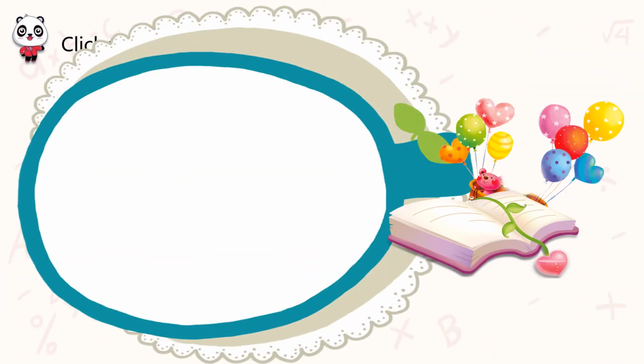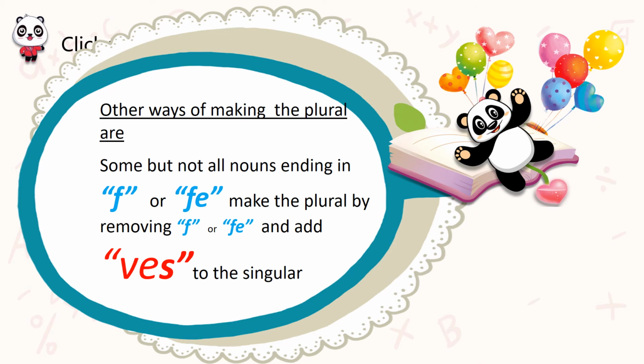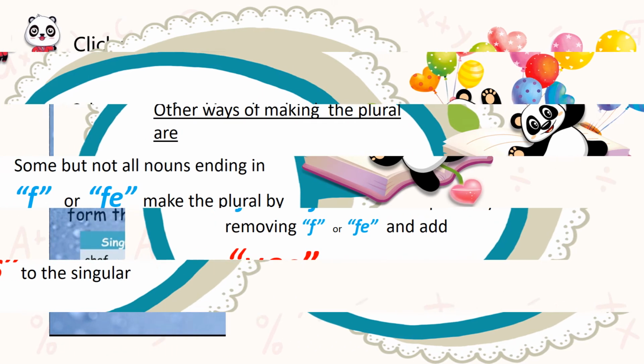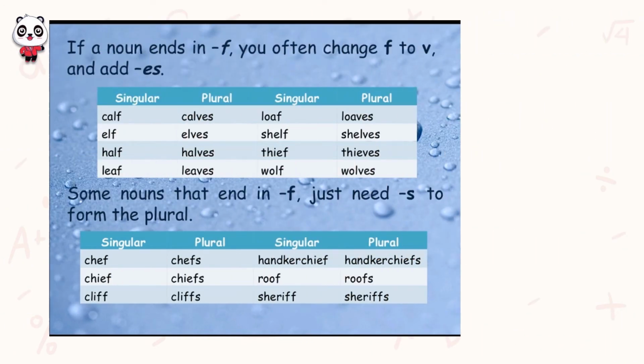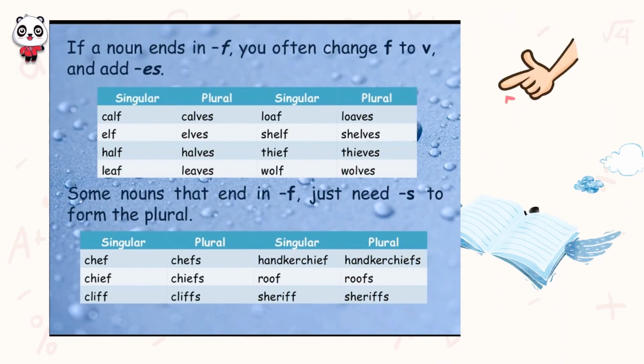Next rule. Some, but not all, nouns ending in f or fe make the plural by removing f or fe and adding ves to the singular. Let's see. If a noun ends in f, you often change f to v and add es. Calf, change f to v and add es. Calves. Loaf, remove f and add ves.